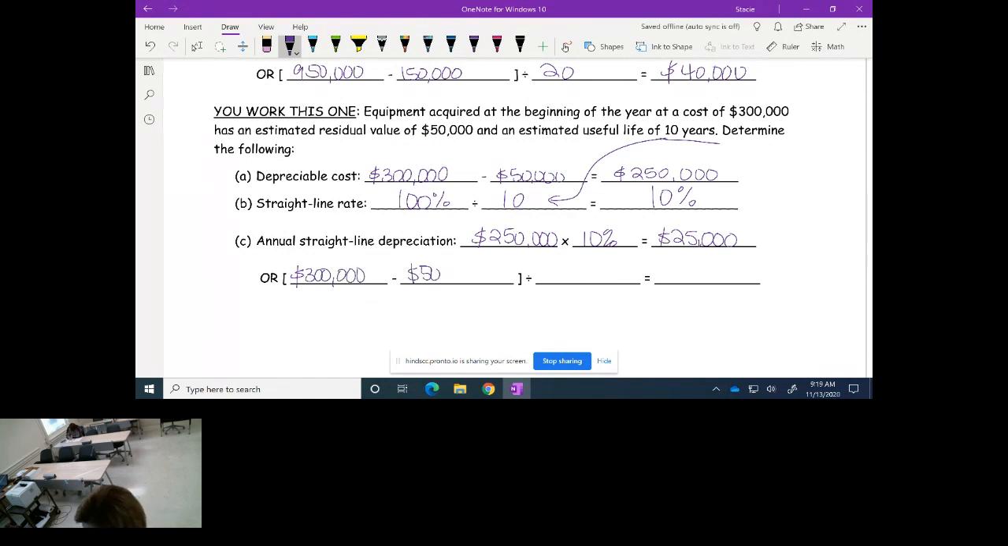Or you could say 300 minus 50 and divide that by 10. Sorry, 20 was the last one. You should get the same answer. It's just two different ways to get there. If you divide by 20, you're not going to get the same answer. No, you're not. You've got to use the years that are in the problem.